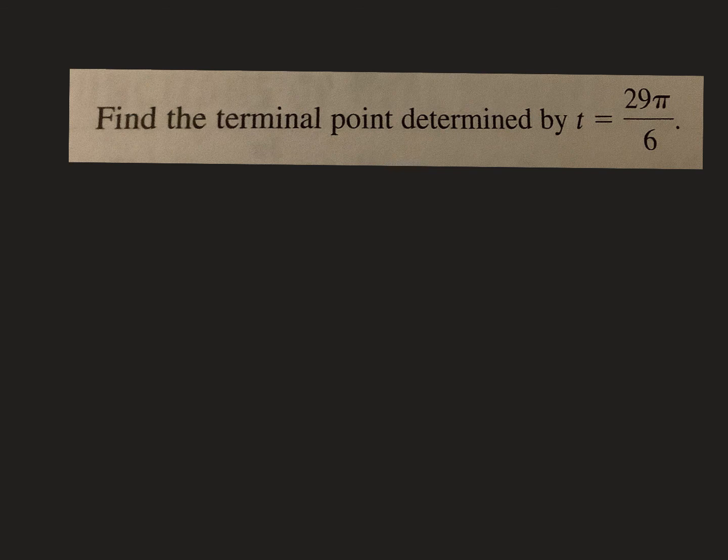All right, find the terminal point for 29π/6. Oh my gosh. But because it's π/6, I can just drop the top. So the reference number is π/6. And because it's π/6, I know it's square root of 3 over 2 and also 1/2. That's how that one goes.